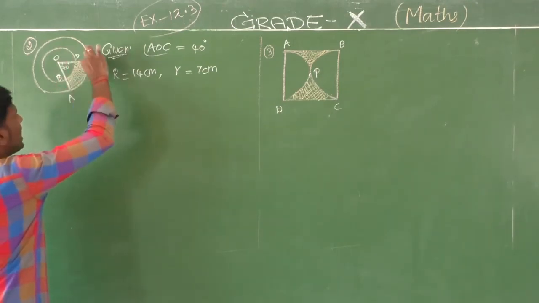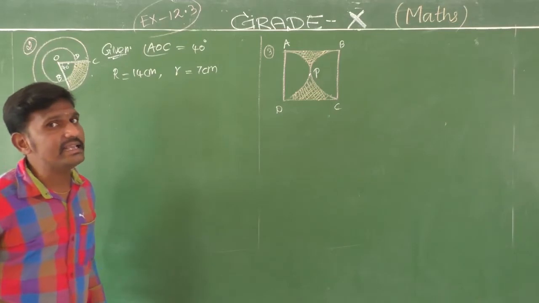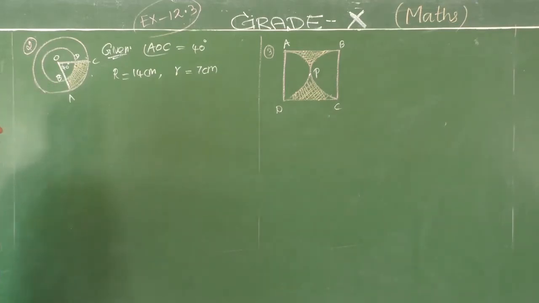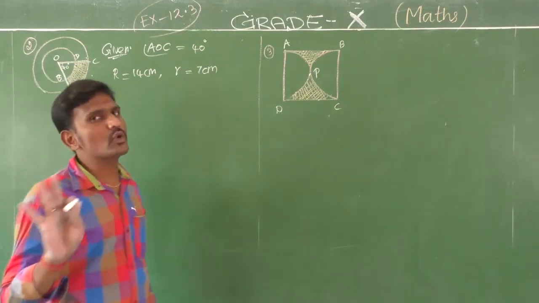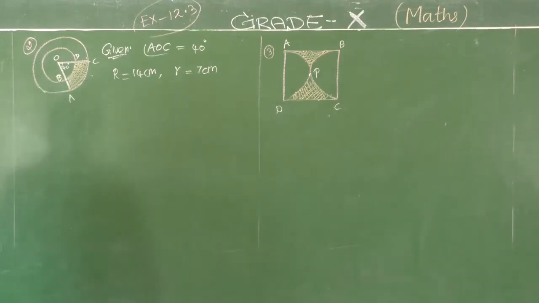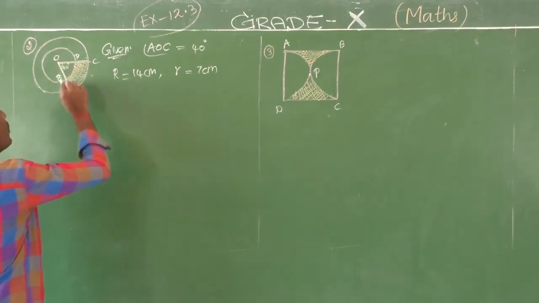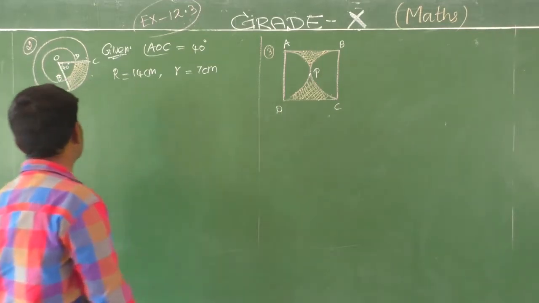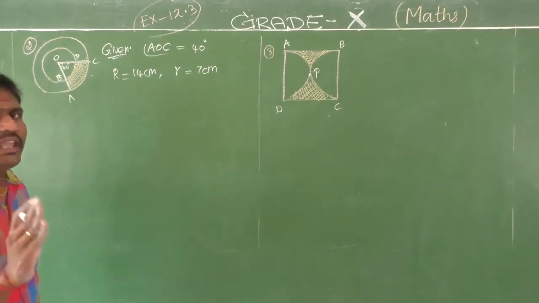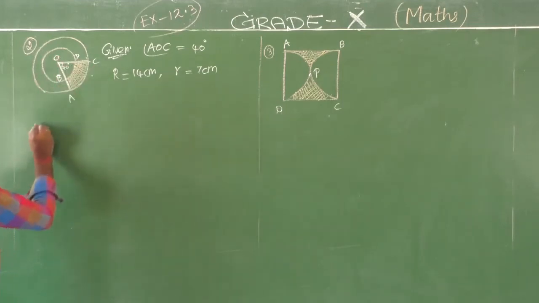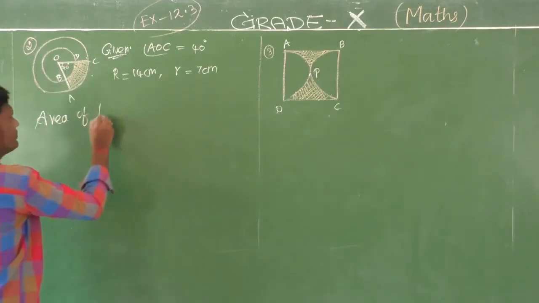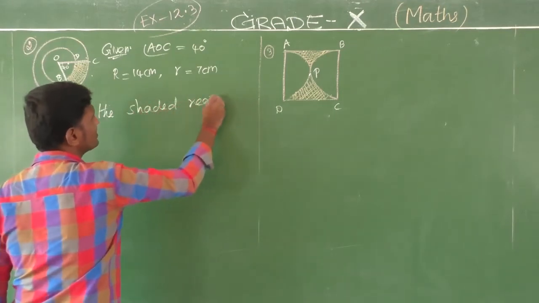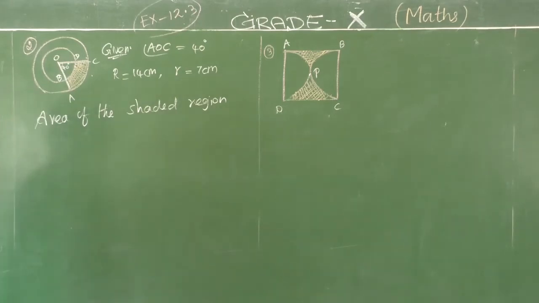Yes, student. Now see, this is a sector. Already you prepared it in your second exercise. What is the area of the sector? Do you know, student? It is theta by 360 into pi r square. Now see, the biggest sector is OAC, and the smallest sector is OBD. Now area of the shaded region. Just 3 measurements are given. That is enough to find the answer.